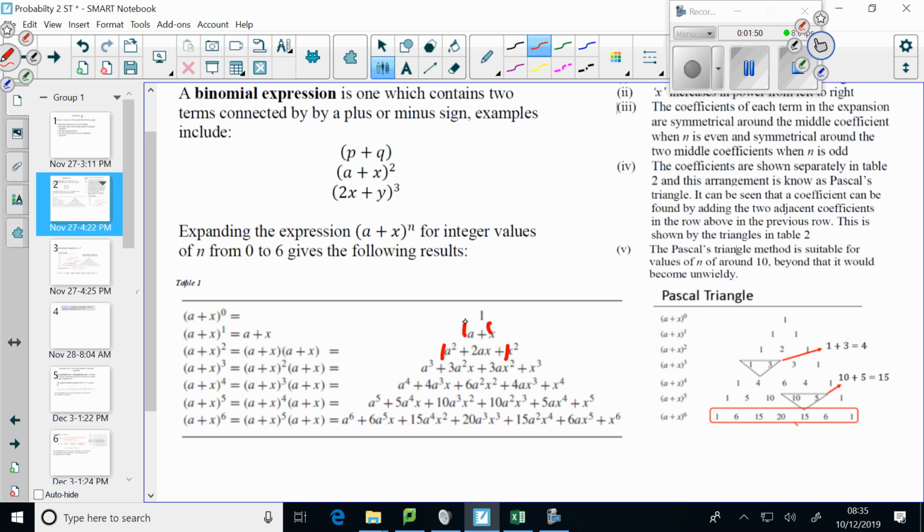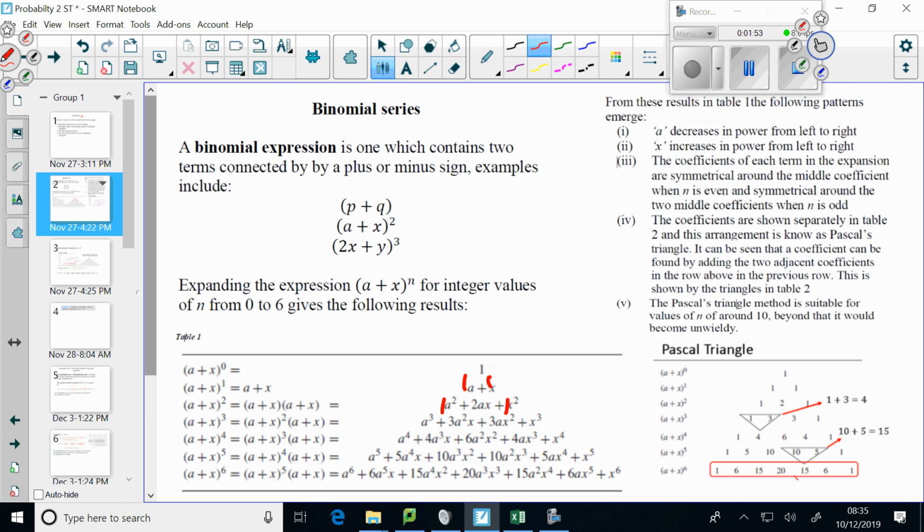So, some facts about that. From these results, table 1, the following patterns emerge. The power of a decreases from left to right. If we look at this one down there, we've got a to the 5, a to the 4, a to the 3, a to the 2, and so on, so they decrease as we go from left to right. Powers of x increase from left to right. So we've got no powers of x, then a single power of x, x to the 2, x to the 3, x to the 4, x to the 5. The powers on the end are always the same.